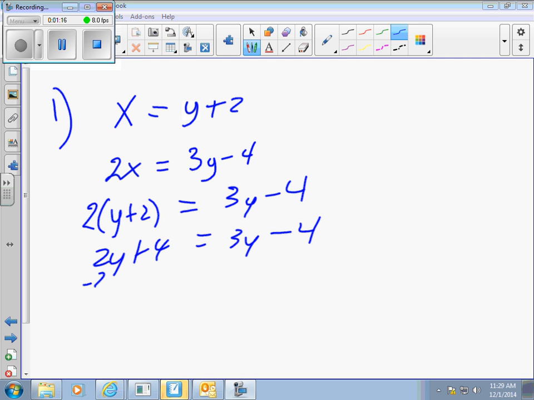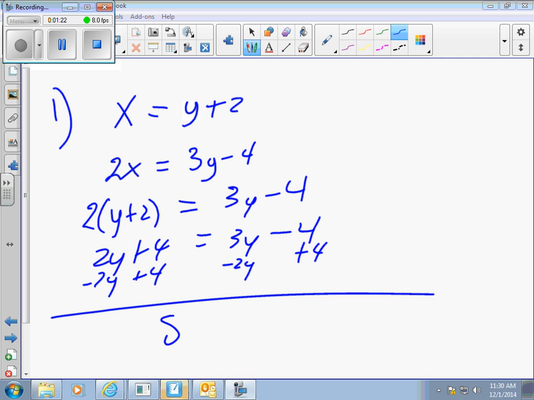And I'm going to subtract 2y from both sides and add 4 to both sides. I get 8 equals y. If 8 is equal to y, then x has to be 10.